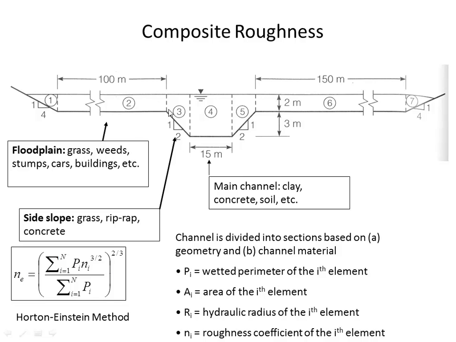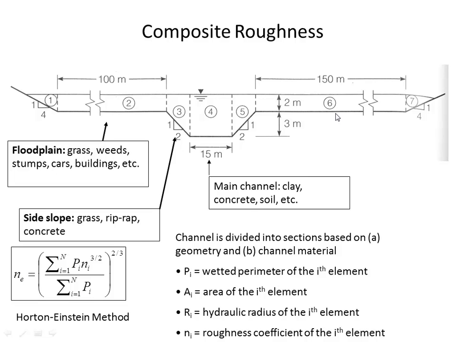And through the process of just accumulating the perimeter times the N value to the 3/2 power for each one of these, and then dividing by the total perimeter, taking it to the 2/3 power, that's an approach that empirically has been shown to, with relative accuracy, be able to represent the overall effect of the roughness. And so a section that is very, very long and is going to impart a lot of resistance because of its length gets accounted for and weighted more than a section that may be shorter.